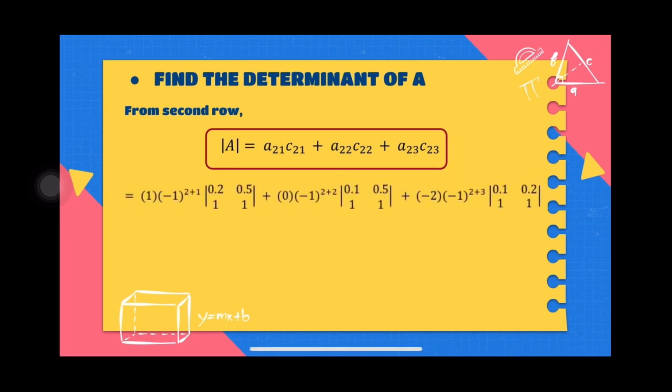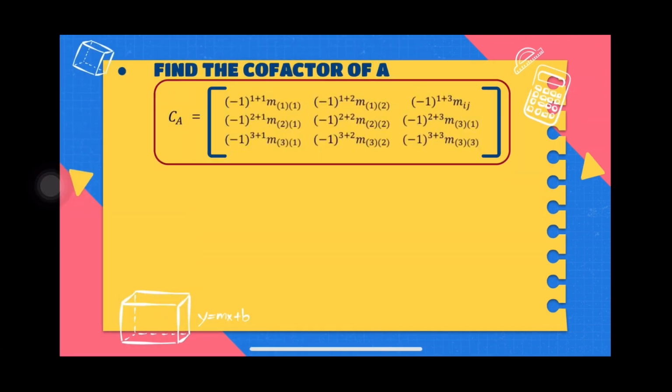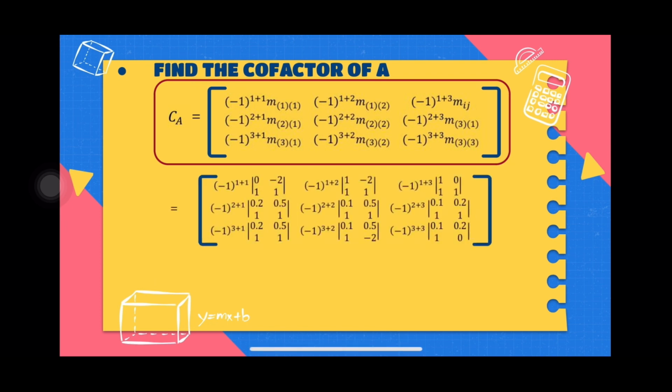So now we just need to substitute and calculate the determinant. Therefore, the determinant of A is equal to 0.1. Now, we need to find the cofactor of A. To find the cofactor of A, we need to calculate the cofactor of each row and column. Substitute and calculate the cofactor. So now we got the cofactor of A equals to 2, negative 3, 1, 3 over 10, negative 2 over 5, 1 over 10, negative 2 over 5, 7 over 10, and negative 1 over 5.